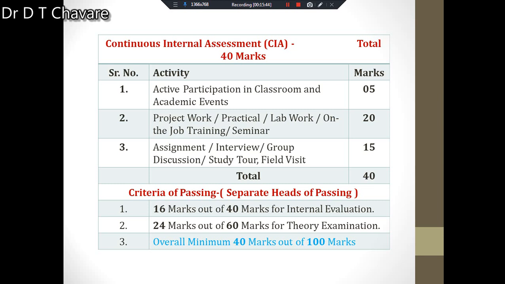That's why you have to take precaution about getting the marks in the different heads also. In each head you have to secure minimum marks. It means overall minimum 40% marks out of 100 marks you have to get. And this is the criteria of passing.